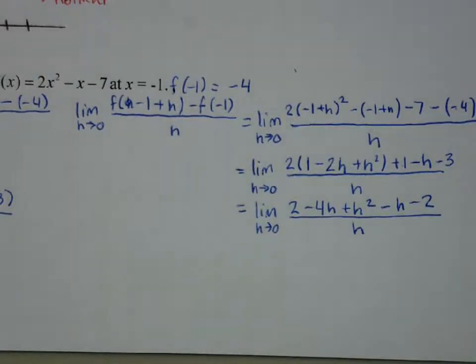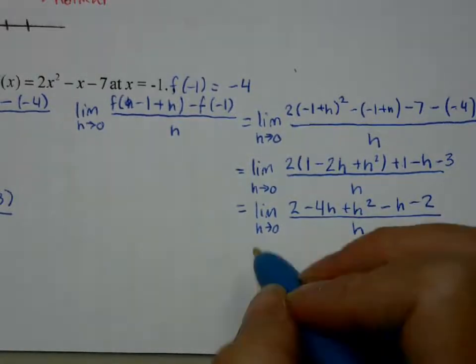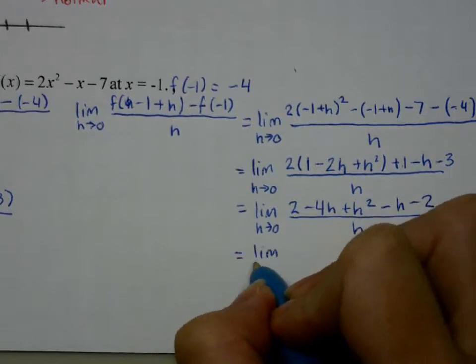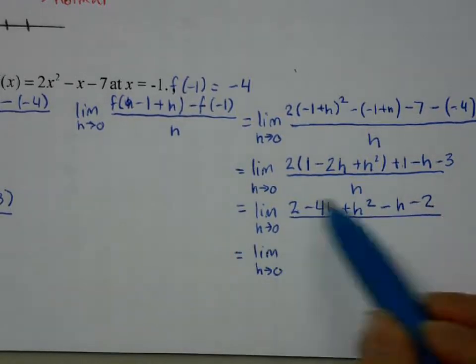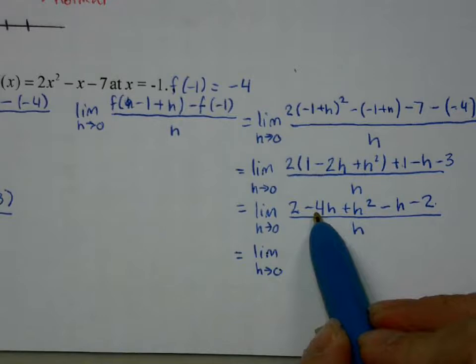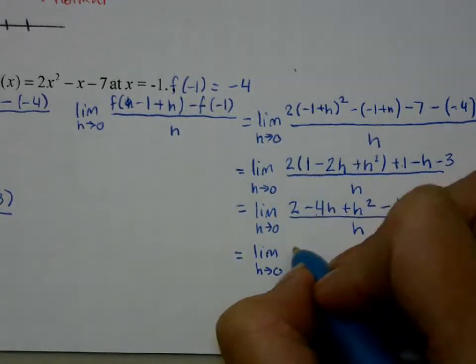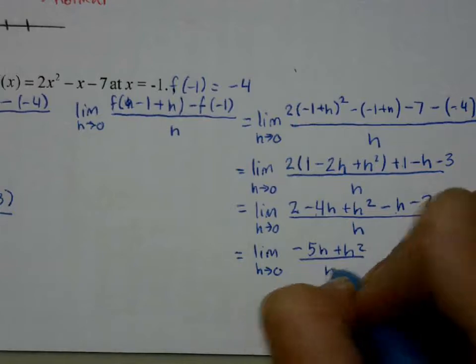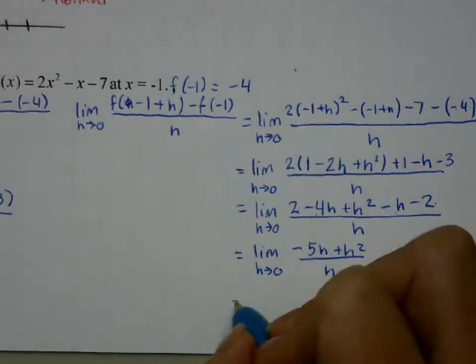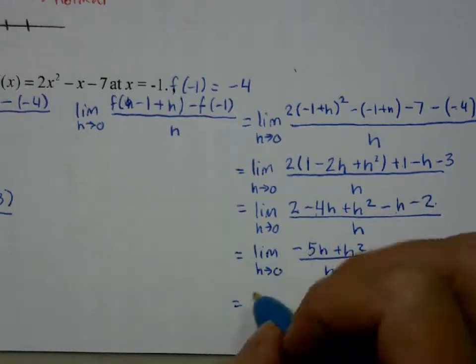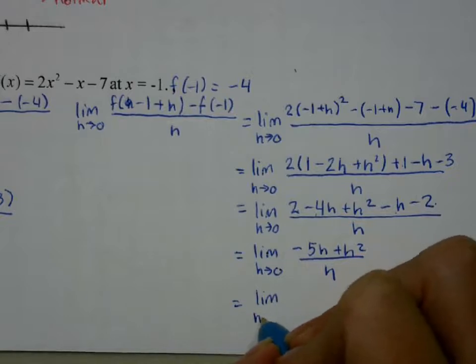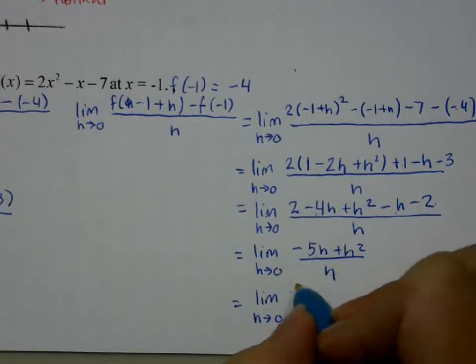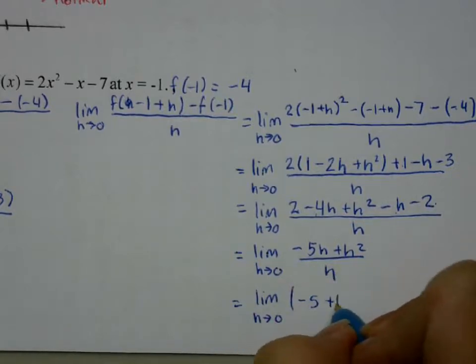Okay, so the 2's cancel, and then I've got a -4h and a -h. So -5h plus h squared over h. H is reduced. So -5 plus h as we go to 0 is -5, just like we saw with the other definition.